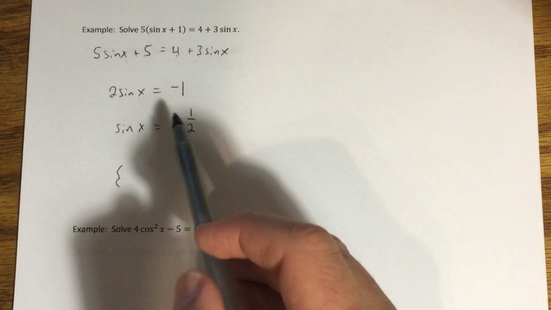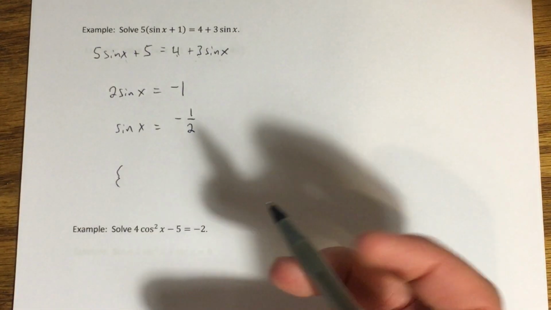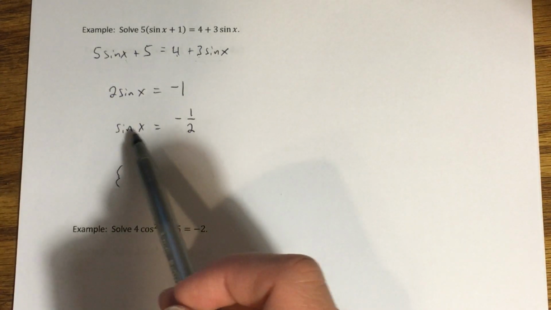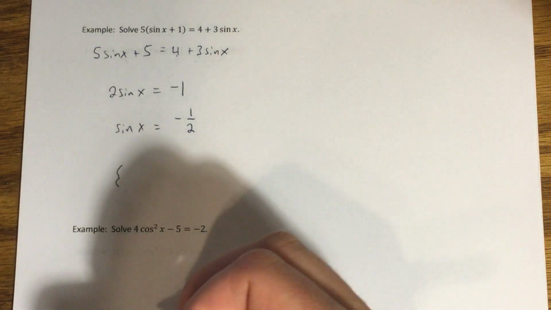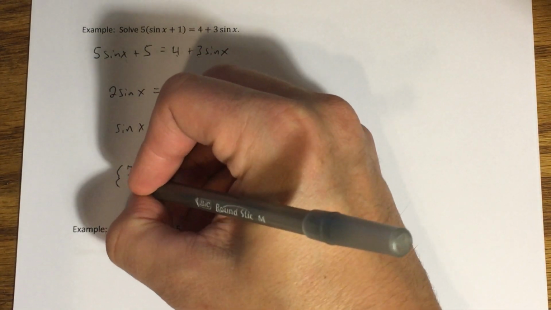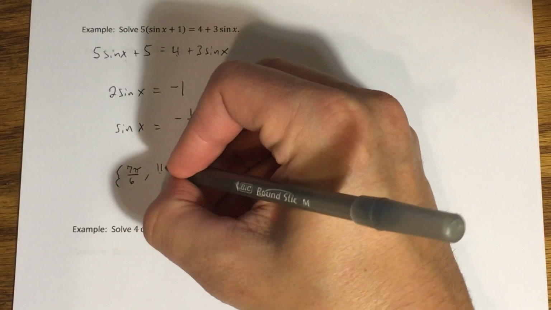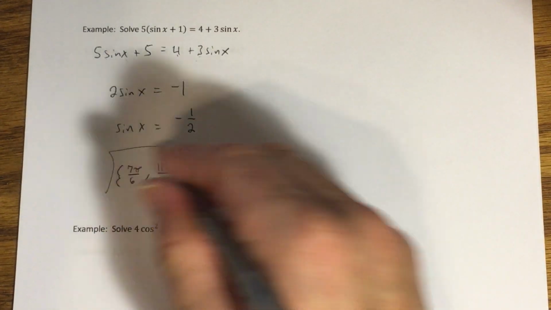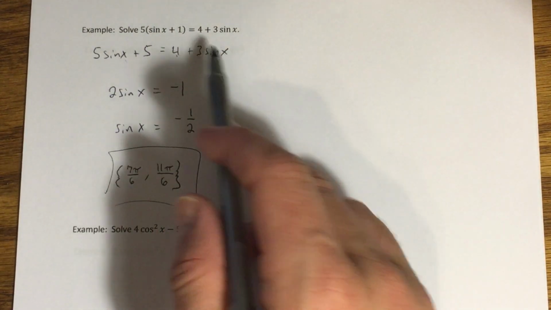Where is sine of x negative? In the third and fourth quadrants. And what values on the unit circle then in those quadrants would give me sine of x equals negative 1/2? Well, that would be at 7 pi over 6 and 11 pi over 6. Those are the two solutions for this equation.